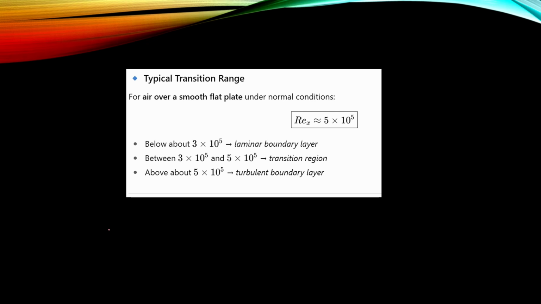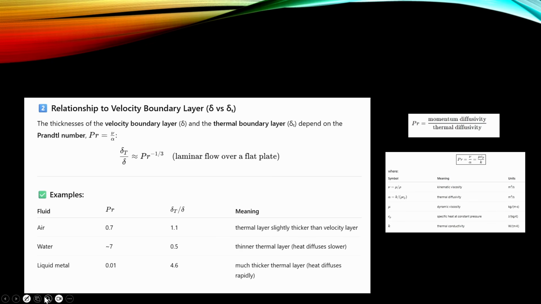Here are some guidelines on how we can estimate the thickness of a thermal boundary layer if we know the thickness of a velocity boundary layer. This experimental result says that the thermal boundary layer thickness is proportional to the velocity boundary layer thickness times the Prandtl number to the power of negative 1/3.